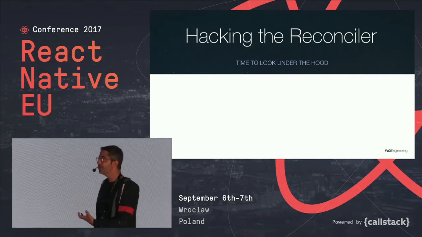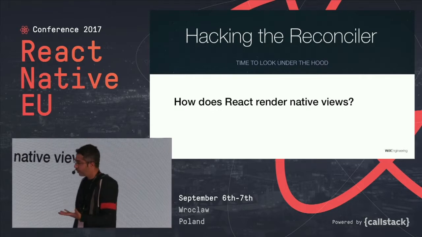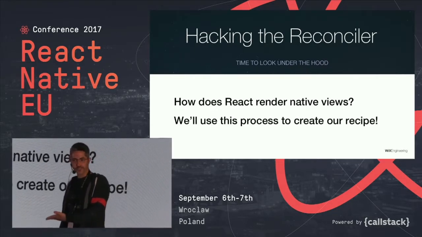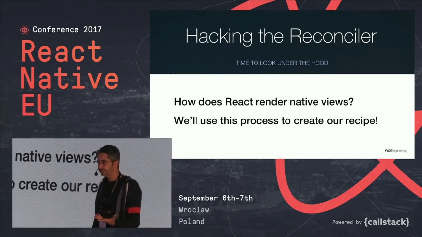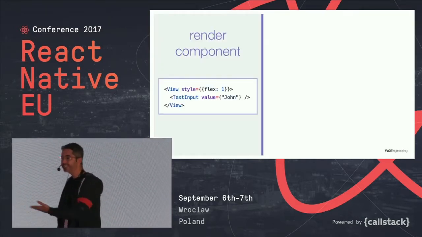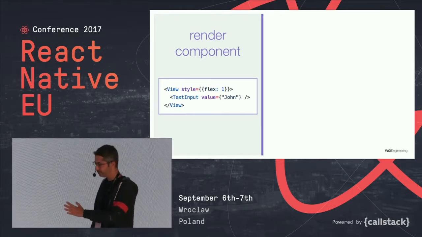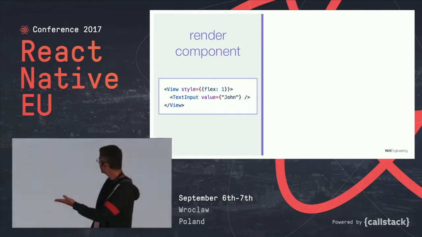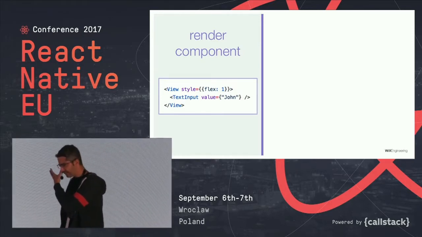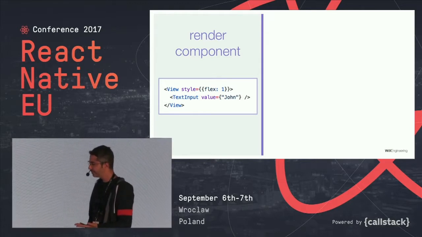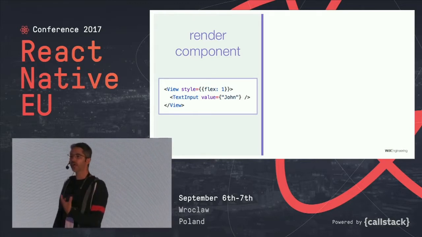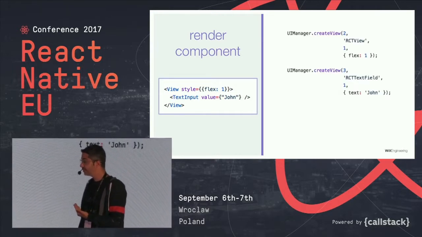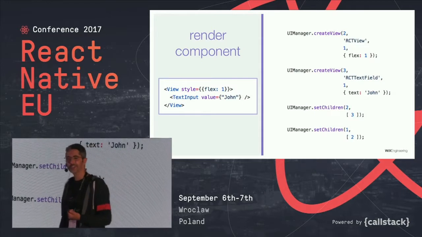So you would look under the hood and see what React does. How does React render native views? We could use this same process just to record our own recipe, and it's actually pretty simple. Let's say we have a simple component, unrelated to what we're talking about. We're just exploring how React works under the hood. This component has a view with a flex style, and a text input. That's it. As we saw, when React reconciles this in JavaScript, it sends imperative commands over the bridge. These commands are for the UI manager, and you already know what that is.